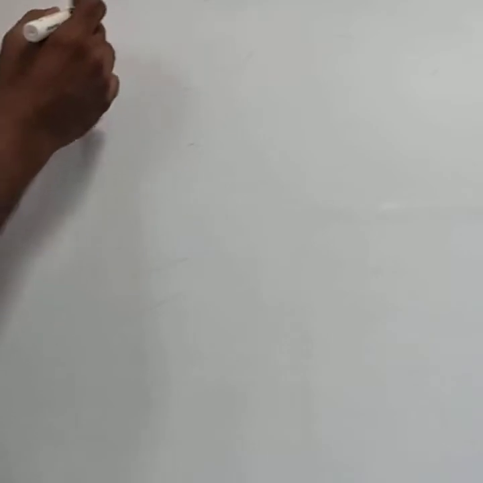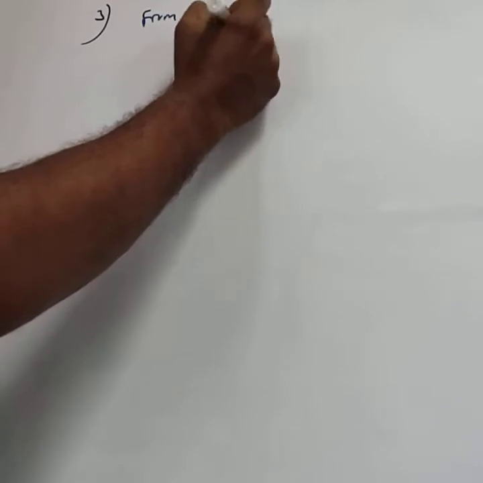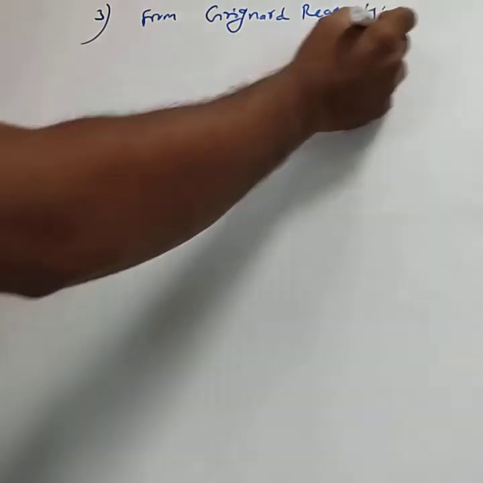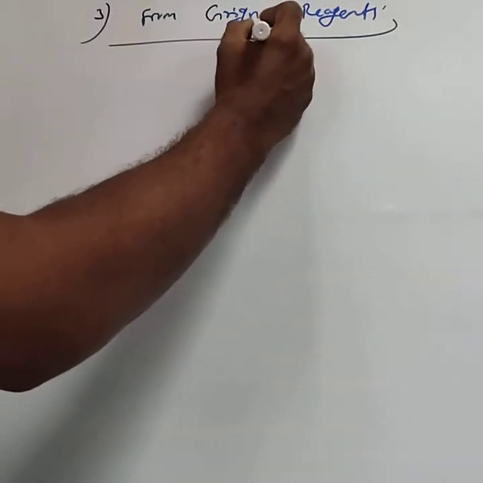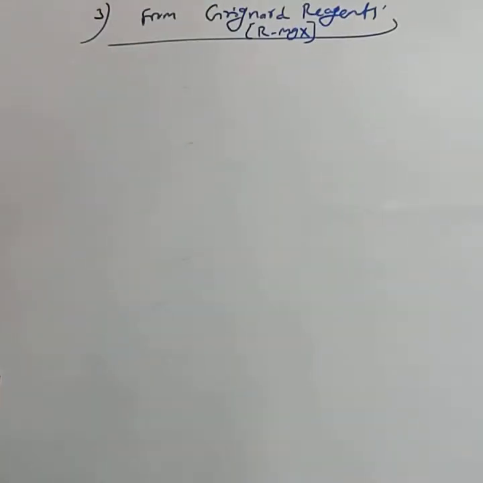Then the next method, the third method, is from Grignard reagents. In the haloalkanes chapter, we used the term Grignard reagent. Alkyl halide reacts with magnesium in the presence of dry ether. The Grignard reagent formula is RMgX. They can ask for 1 mark: write the general formula for the Grignard reagent. It is RMgX. By using this Grignard reagent, we can prepare alcohols.